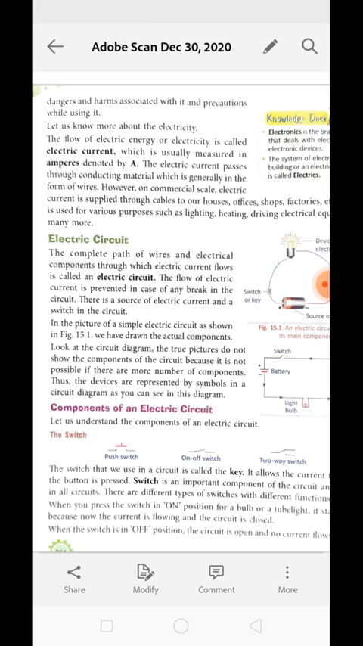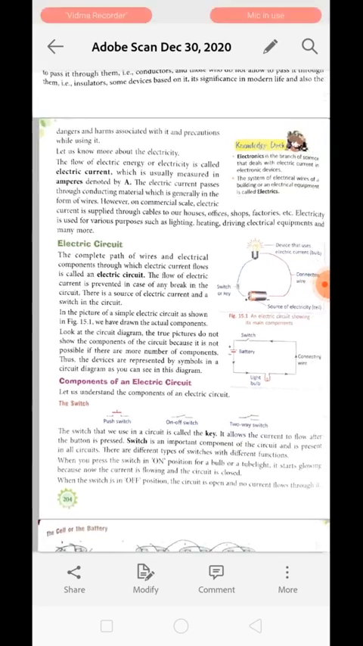Okay, whenever we are using a geyser, what is the thing working over there? That is electricity. Whenever we are using a mixer grinder, what is the thing working over there? That is also electricity. So there are lots of devices which work on the basis of electricity. Whenever we provide electric current to them, they will run, they will work, and otherwise they will stop.